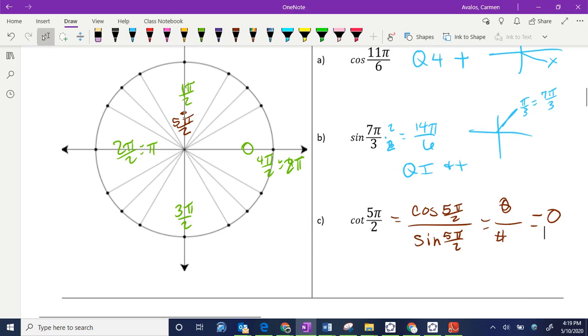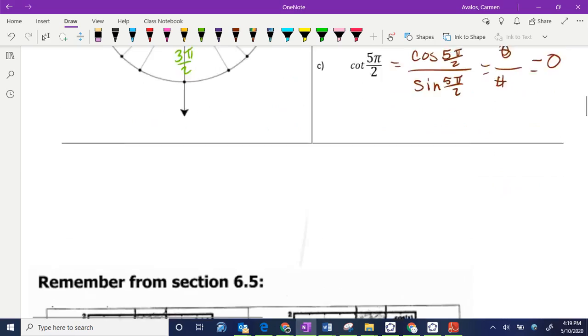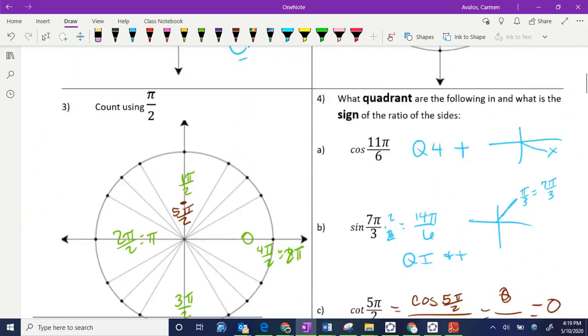With the quadrantal angles, if you use the left-hand rule, you also get 0 divided by a number again, and that's what you're going to get. Even if you do it using your left-hand rule, you'll still get the same answer. So your answer there is going to be 0. Okay, so that's a review of counting and being able to do that.